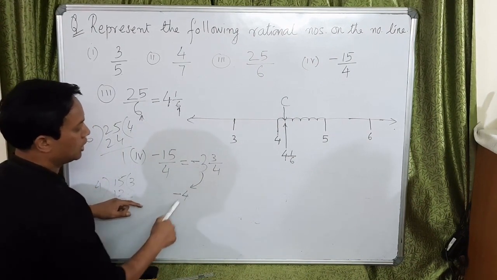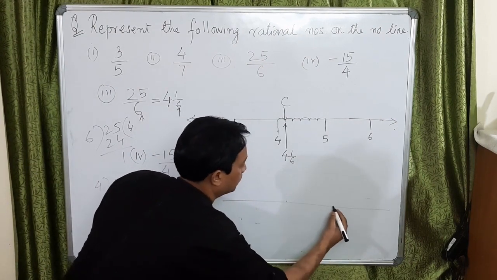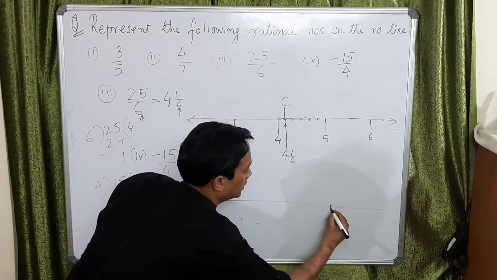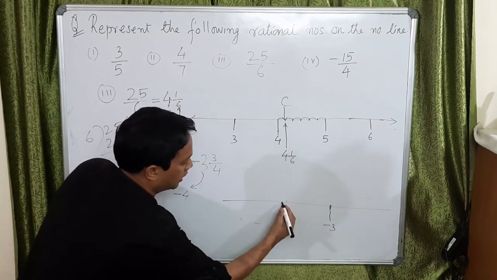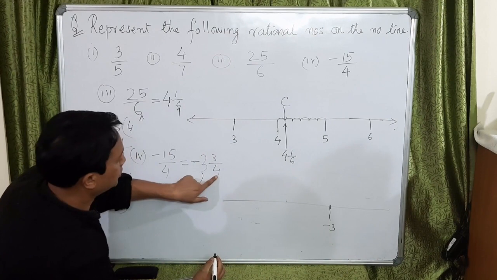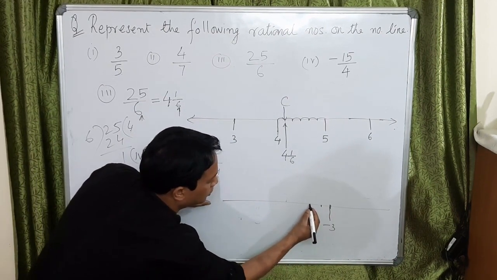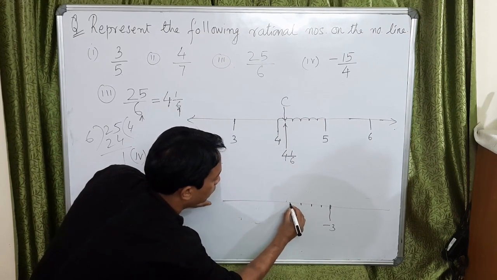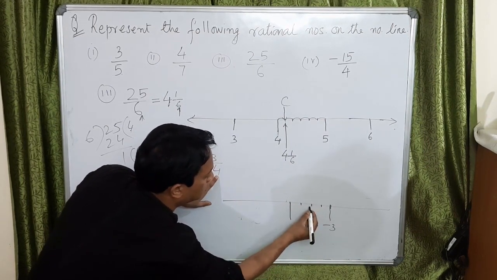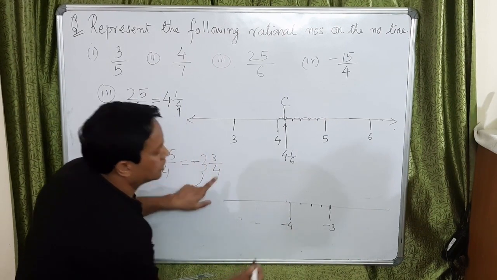So this number is going to lie between minus 3 and minus 4. So let's start from somewhere here. Say this number is minus 3. So we're coming this side. How many divisions do we need here? The denominator is 4, so we need 4 divisions. Let's count the divisions first. 1, 2, 3, 4th. The 4th one will extend. 1, 2, 3. The 4th one will extend. And we'll write the next number, minus 4.